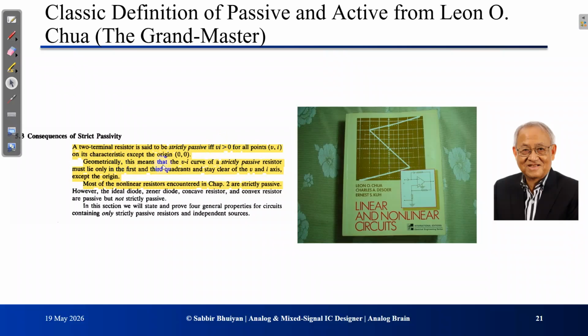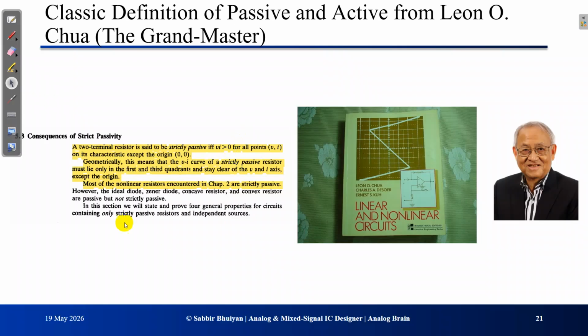Geometrically, this means that the VI curve of a strictly passive resistor must lie only in the first and third quadrants and stay clear of the V and I axes except the origin. Now I want to ask you a question. Please revisit your ID versus VGS curve and ID versus VDS curve of a MOSFET. Is it in the second and fourth quadrant, or is it in the first quadrant? It's in the first quadrant, so clearly it's passive.